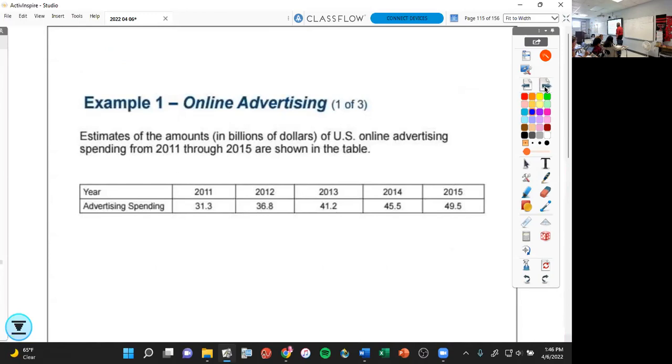Estimates of the amounts in billions of dollars of U.S. online advertising spending from 2011 to 2015 are shown in this table. Here's data. Okay, in 2011, 31.3 billion was spent. 2012, 36.8 billion was spent. So we're just looking at facts right now.